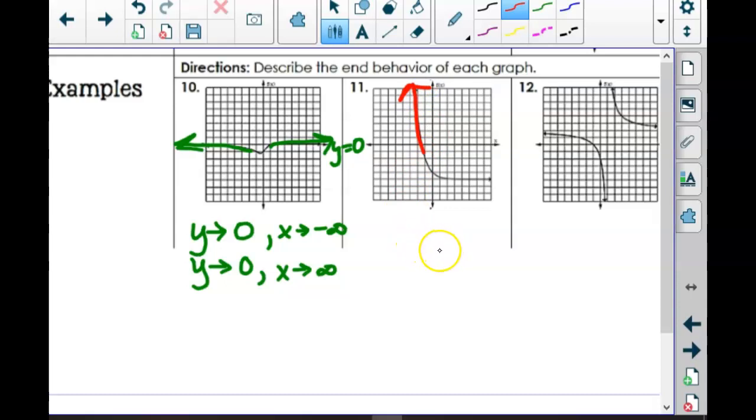Okay, can anybody give me the whole line? I don't really care if you start with x or y. Is that correct? Y is going up as x goes to negative infinity, which would be left. Okay?